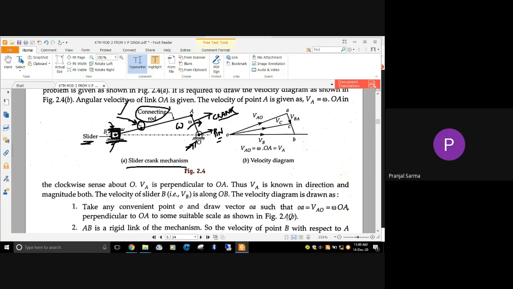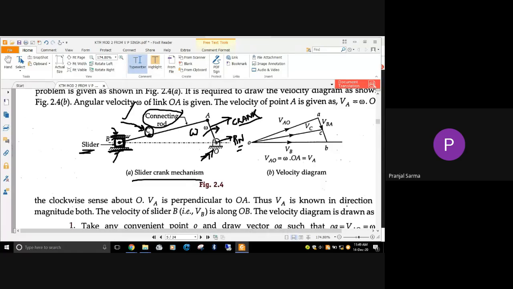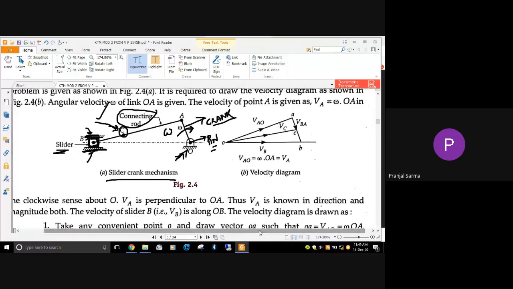Yes. So point A is lying on this particular link OA, right? Now, what is the length of this particular link? That is nothing but this OA. Some numerical value will be there, so from there we can get the velocity of point A.